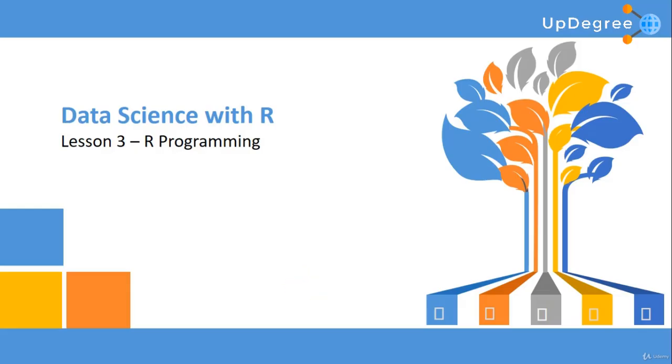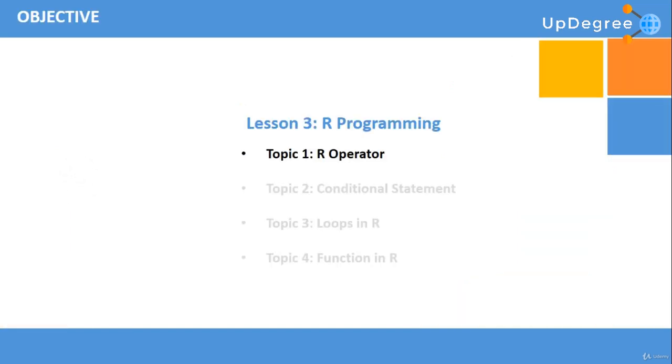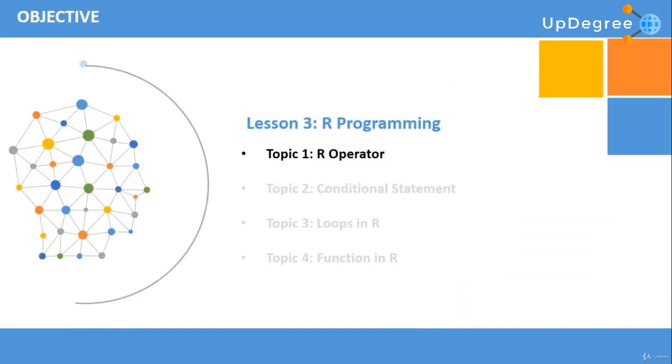Welcome to lesson 3 of data science with R course. So in this lesson you will be learning about R programming. So we'll start with basics of R operator, then we'll slowly move to conditional statement, loops, function and other stuff.